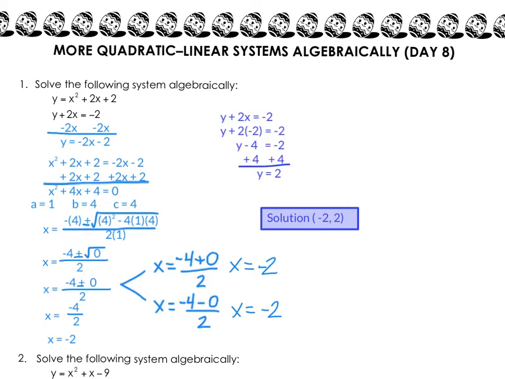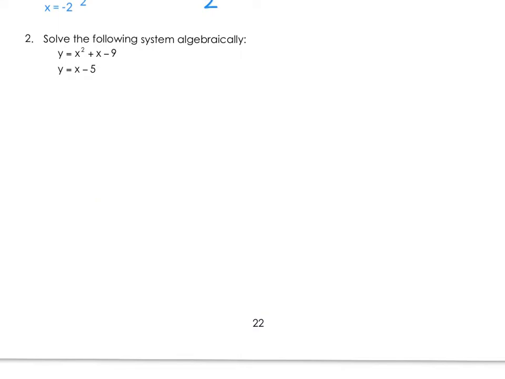Okay, let's try another one. So the first step is to check to make sure that it is y equals, and the first one, y equals x squared plus x minus 9 is good, and the second one, y equals x minus 5, that one's also good. So now we can move on to the next step. Substitute the linear function in place of y in the quadratic. So I'm going to rewrite this as x minus 5 equals x squared plus x minus 9.